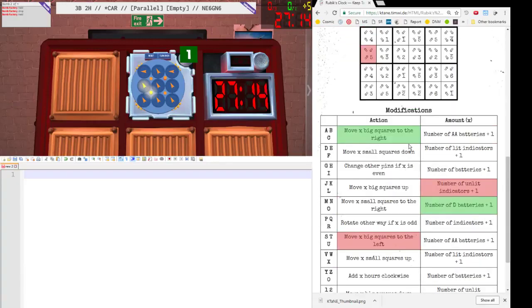Alright, so move X big squares to the right. X is number of D batteries plus 1. We have 1 D battery plus 1 makes 2. We're moving 2 big squares to the right. Boom, boom. And then move X big squares to the left. Left is the number of unlit plus 1. That is 1. So we move 1 left. Puts us here. Top right, bottom right.